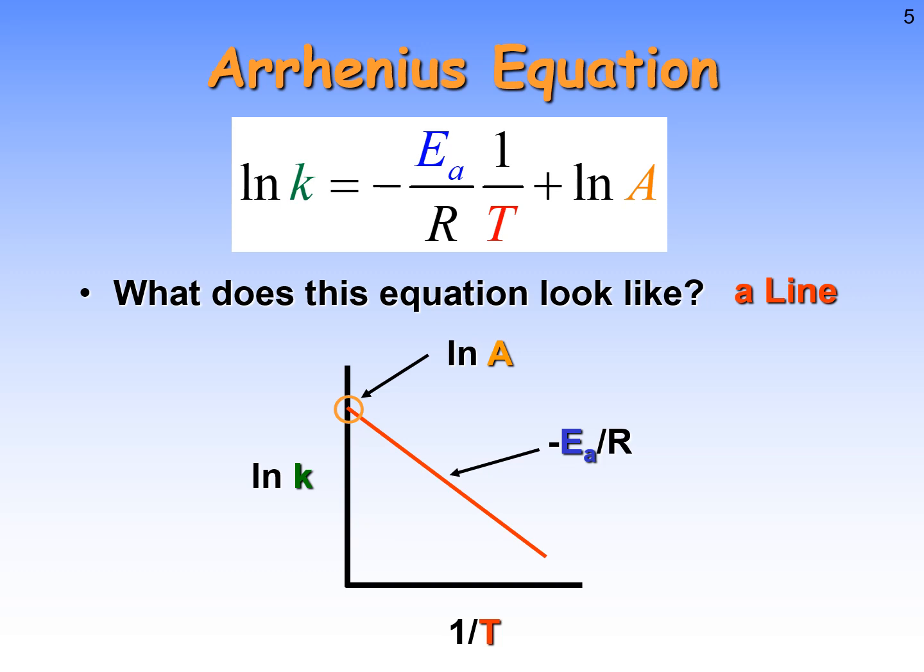And I think you have a couple problems like this in Sapling Learning as well, online homework. So again, if we wanted to solve for EA, that would just be equal to negative R times the slope of the line that we'd graph.